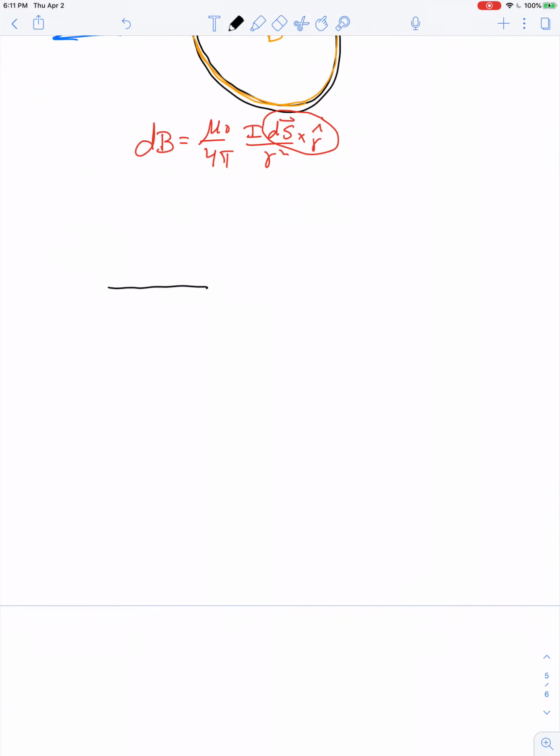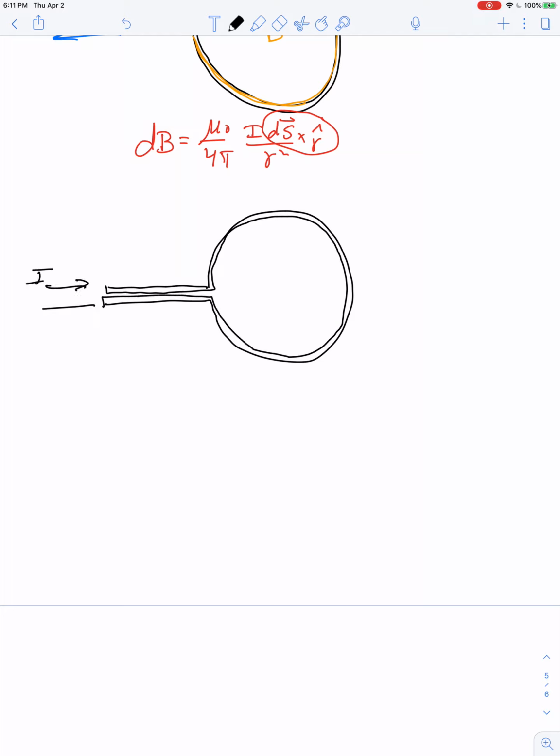Okay, one more time. Okay, I think I drew it a little bit better this time. Current flows in that way and comes back out that way. And we'll focus on that little segment, call it ds. So it's a vector pointing to the right. There's the center of our loop. There's the distance r. And then there's the vector 1 unit long that we would call r hat.